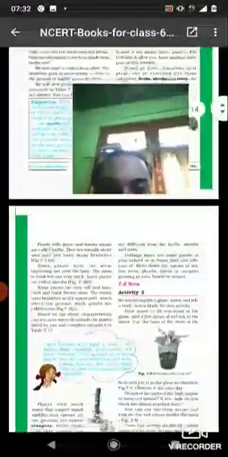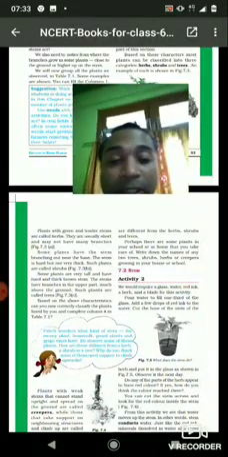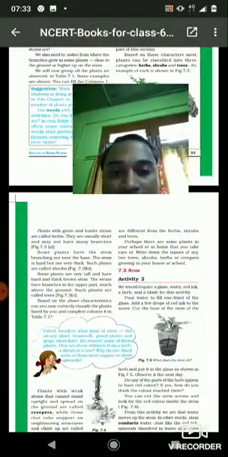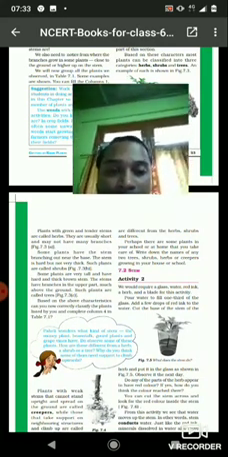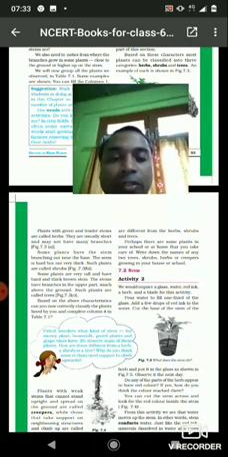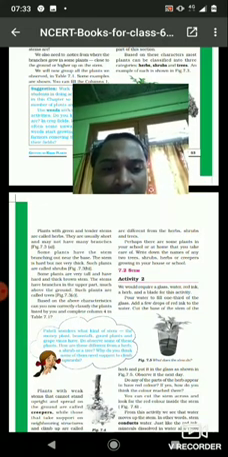Now let us discuss the stem, which is subtopic number 7.2. Now to understand the stem, there is an activity which you can perform at your home, like activity 2. So to perform this activity you need a glass of water.